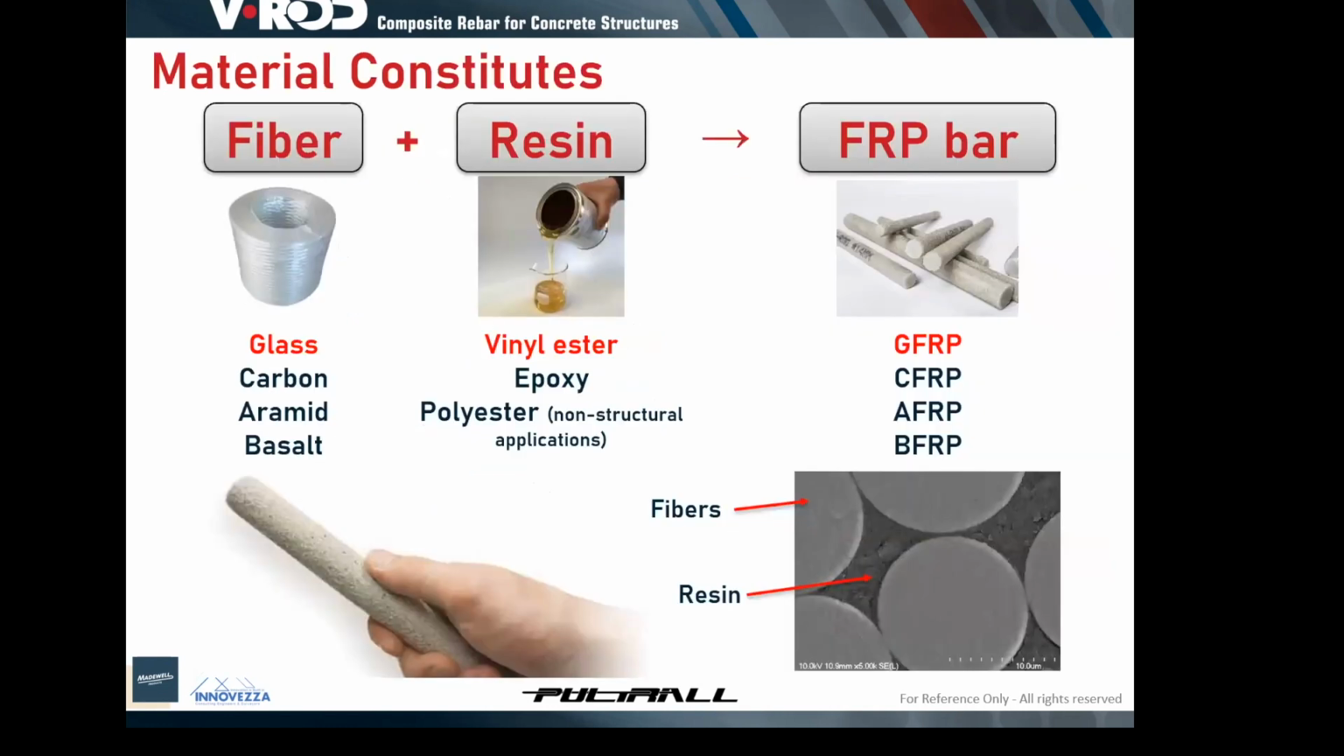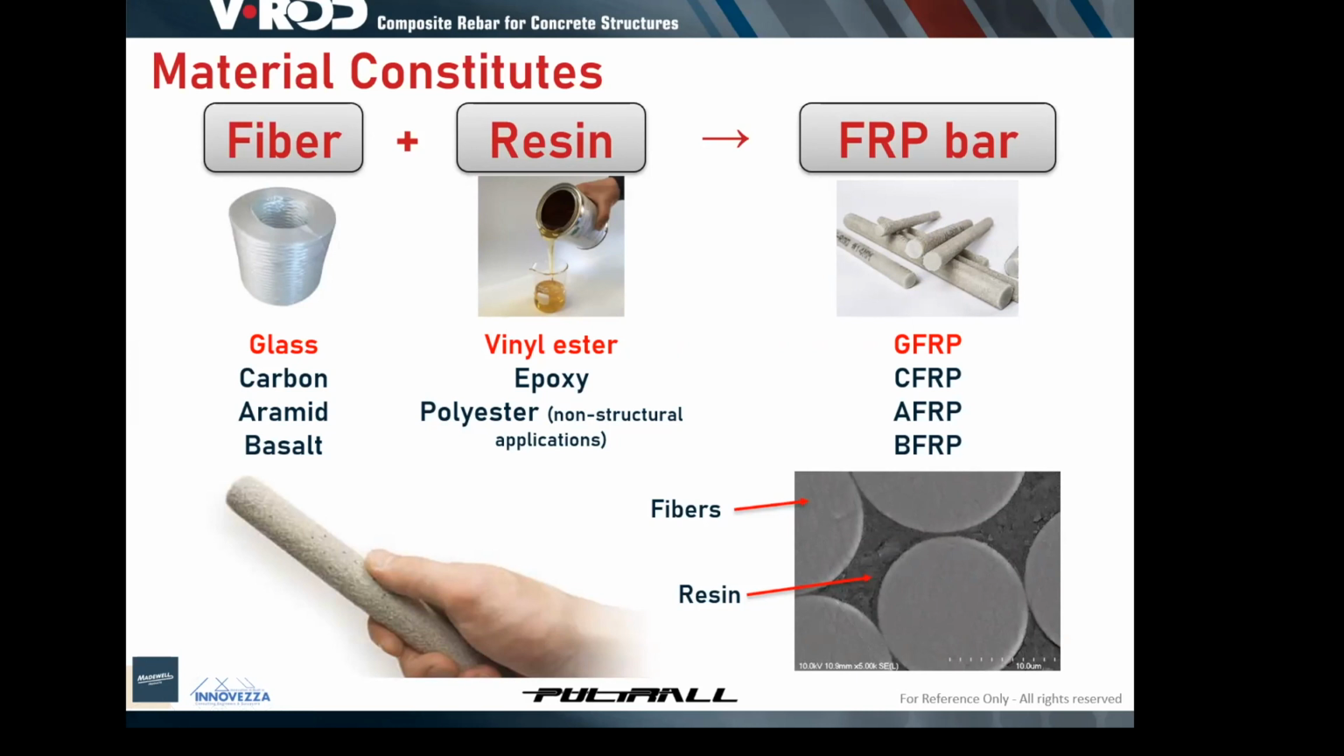At first, what is FRP? FRP is a composite material that consists of reinforcing fibers plus resin. We have different types of fibers. We have glass, carbon, aramid, and basalt fibers. If we mix any of these fibers with the resin, we will end up with GFRP bars for glass, CFRP for carbon, AFRP and BFRP for aramid and basalt.